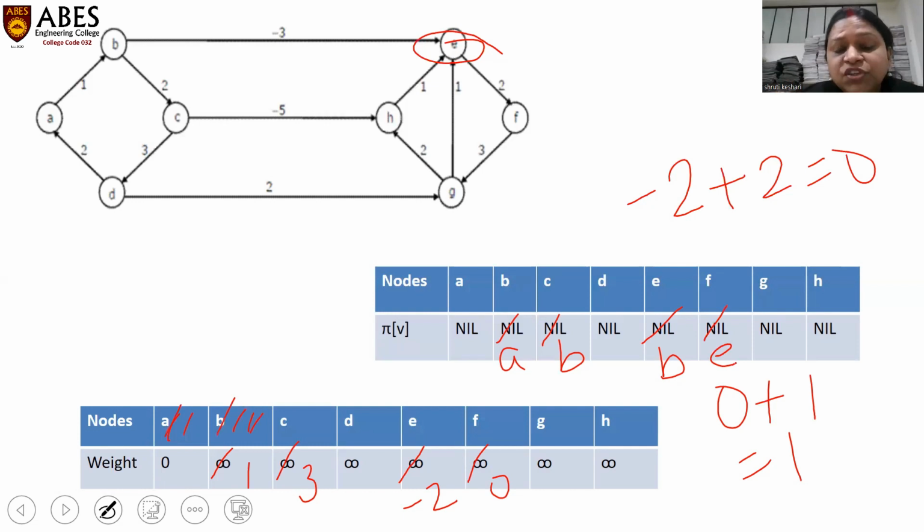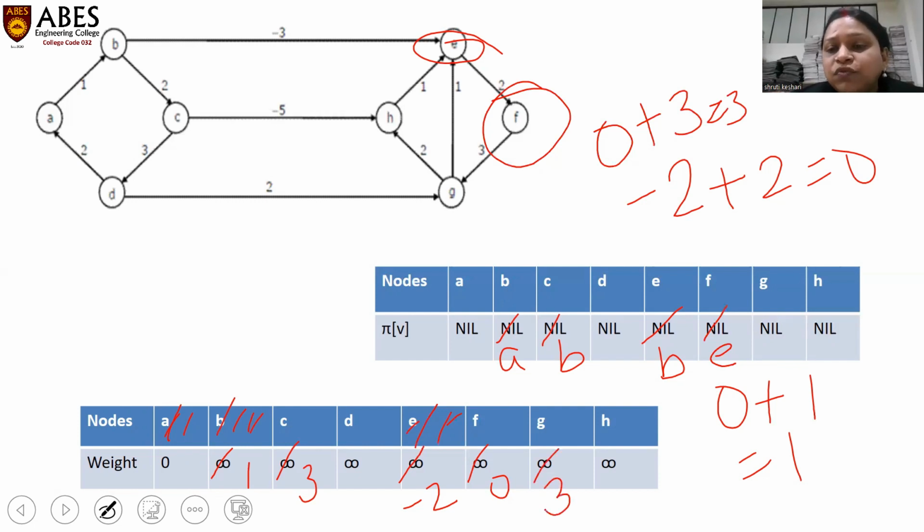Now, which is the minimum value? Again, E is visited. C, D, F, G, H. Yes, F is containing the minimum value. Now, just go for F. F is also containing only one edge starting from this one and going to G. G is currently containing the cost of infinity. And check for the relaxation process. F is containing the cost of 0 plus the edge cost of 3. That is 3 total. And obviously 3 is less than infinity. Then update the value of G and update the parent of G as F.